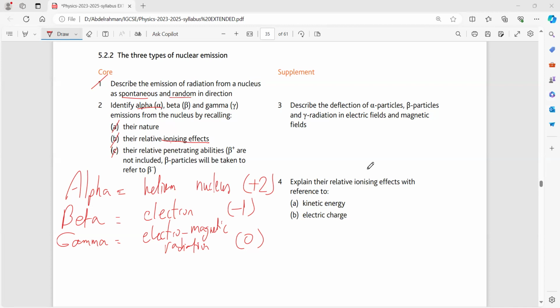Describe the deflection of alpha particles, beta particles, and gamma radiation in electric and magnetic fields. What are they stopped by? Alpha is stopped by a sheet of paper. Beta is stopped by a thick sheet of aluminum. And gamma is stopped by a thick lead wall or concrete wall.